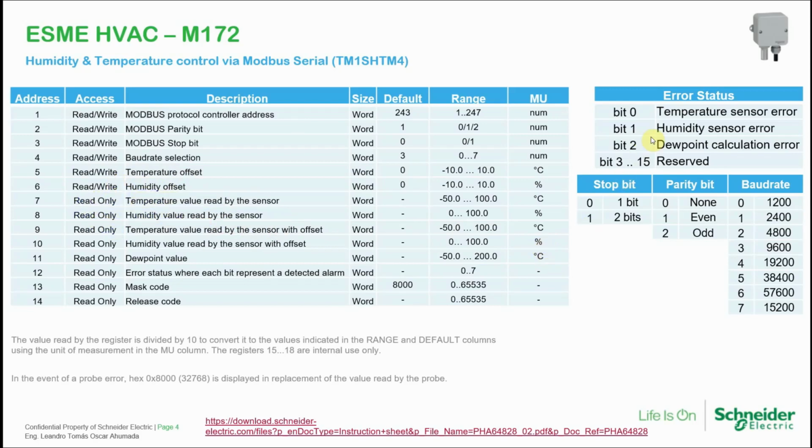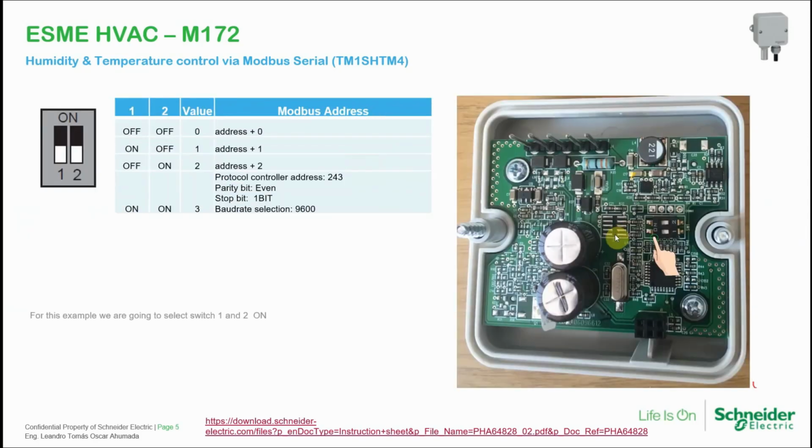Now we're going to indicate the initial configuration of the humidity and temperature sensor. When we open the case of this device, we can see that we have some switches. These switches belong to this table. In this example, I'm going to use switch 1 and 2 in on. So by default I have this address 243, the parity bit even and stop bit in 1, and the baud rate selection in this value.